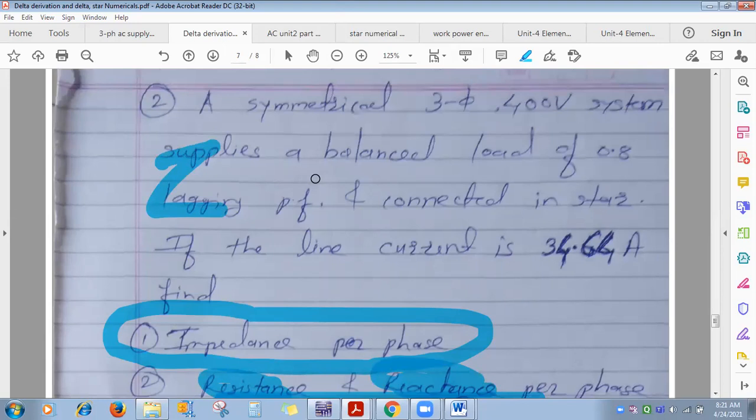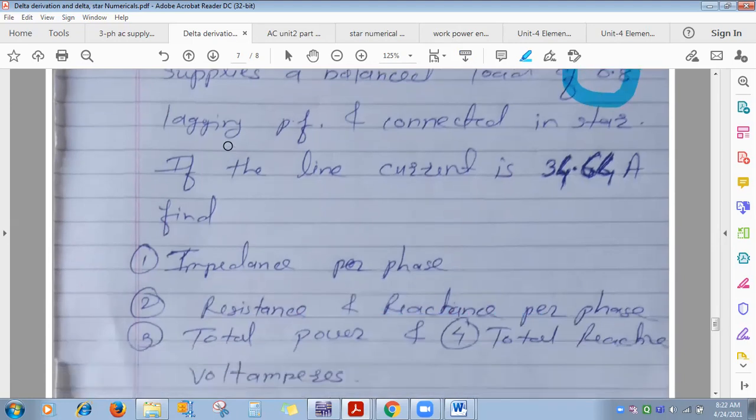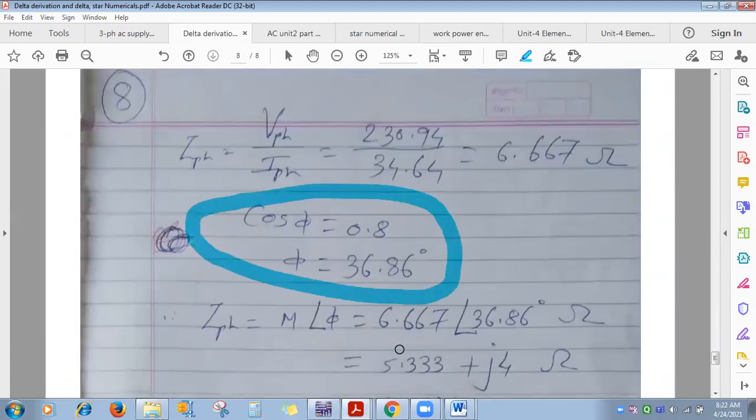By using power factor, we can calculate phi value. Cos phi is given to all of you, isn't it? In the numerical, 0.8 means cos phi is 0.8. So what will be phi? 36.86 degree, isn't it? Angle we got.